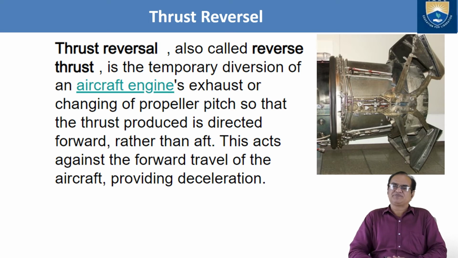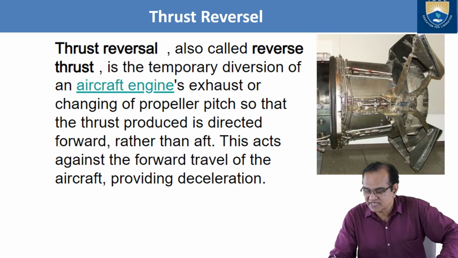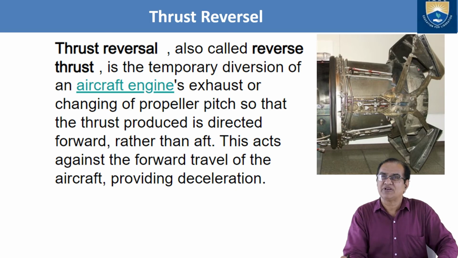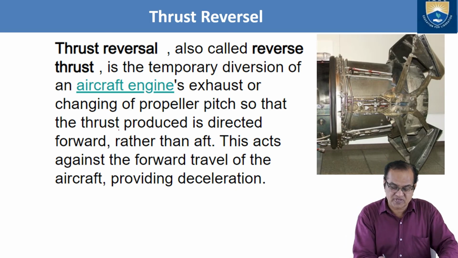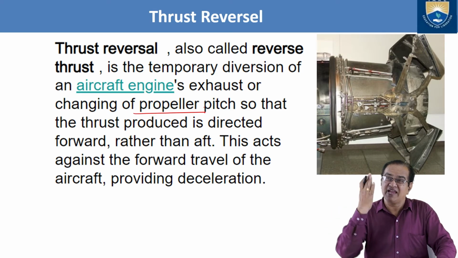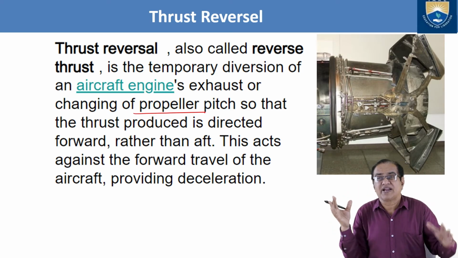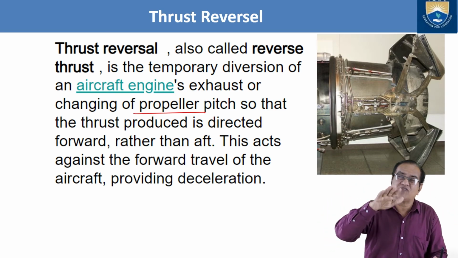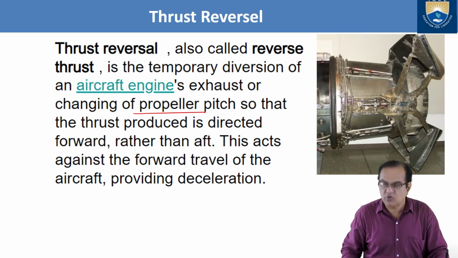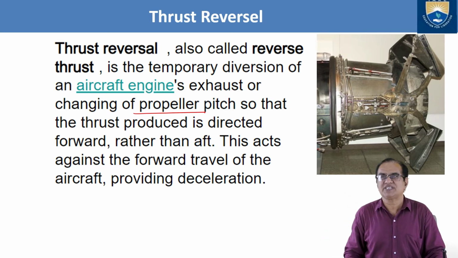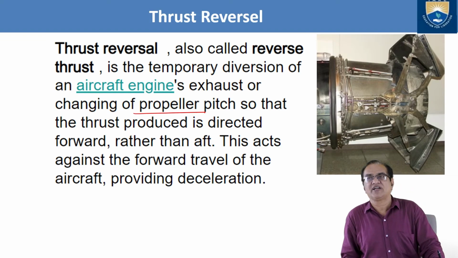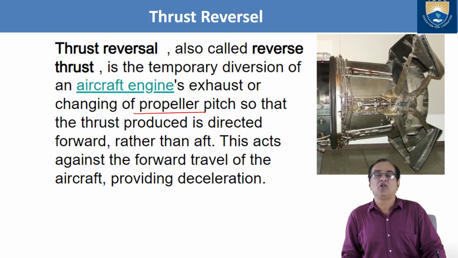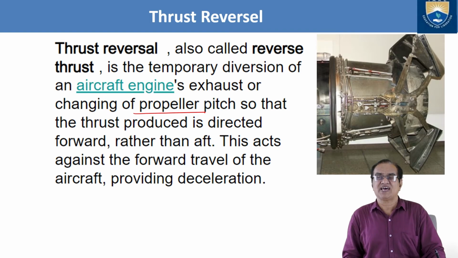So for the jet engine, we can change the direction of the thrust. For the propeller engine also, we can change the pitch or the angle of attack. It will reduce the runway length, and in place of the aircraft going forward, it will stop the aircraft. So these are the purposes of thrust reversals. Thrust reversals are very useful for aircraft carrier landings, for small length runways, and short takeoff and landing. This type of thrust reversal is very much essential.